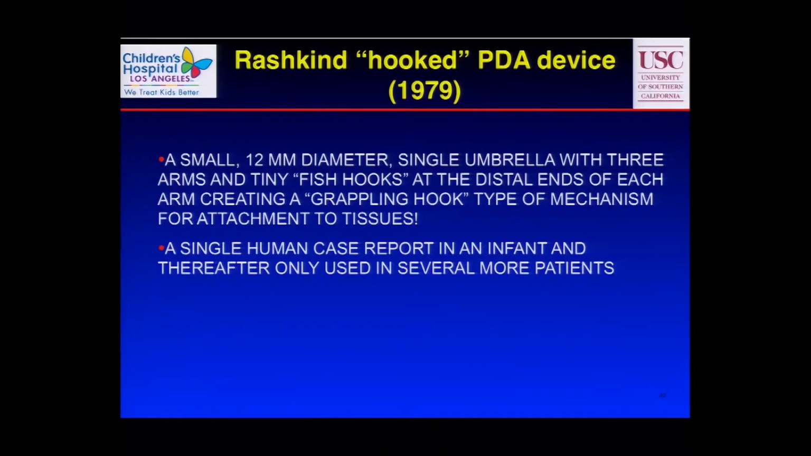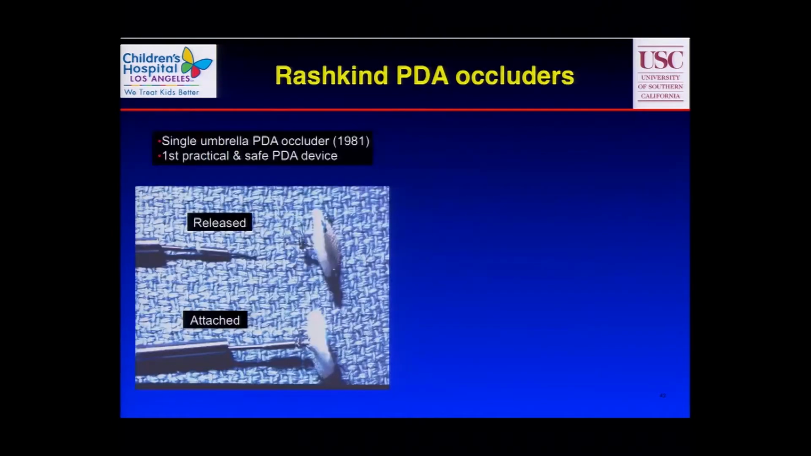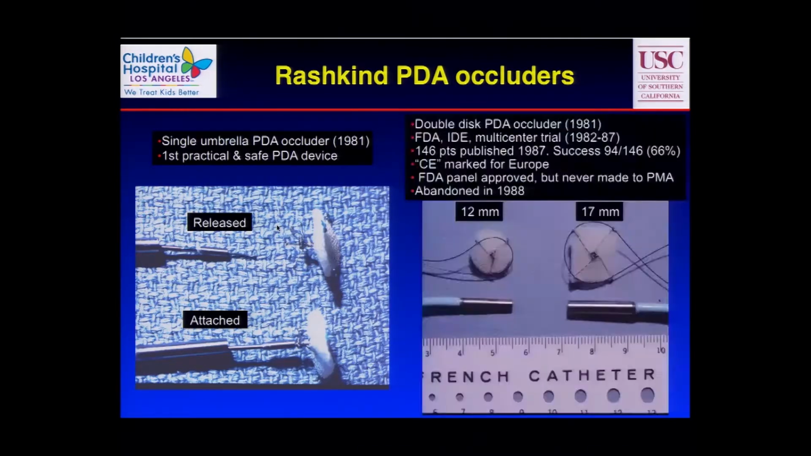The Rashkin device in 1979 has a hook on it, almost like a fish hook that you hook onto the tissue so it doesn't come off. And he reported in one patient, and this is what that looks like. It may be hard to see, but you can see that this has a single umbrella, and there are hooks in this region that keeps it in the tissue.